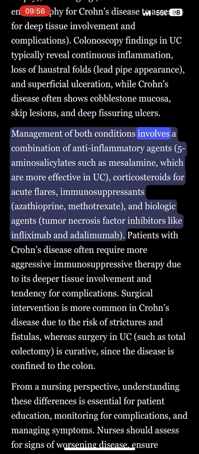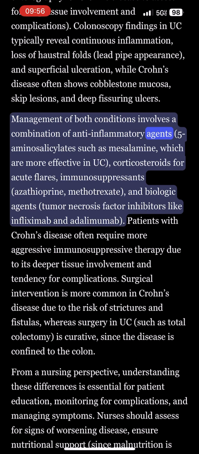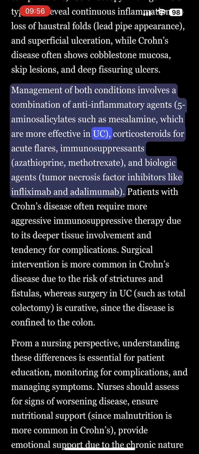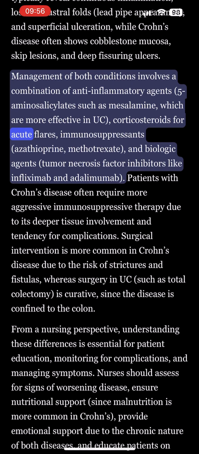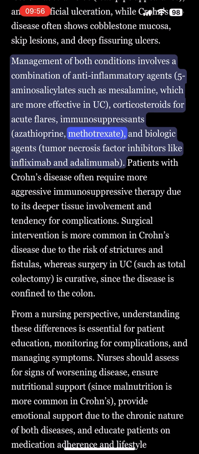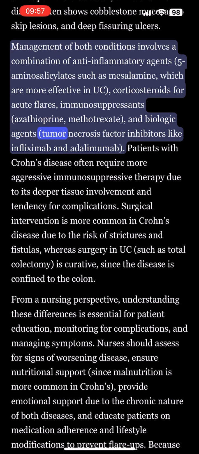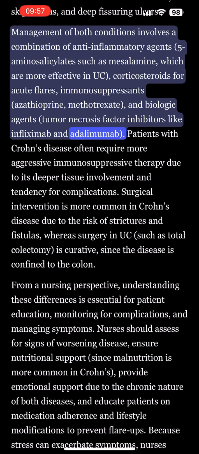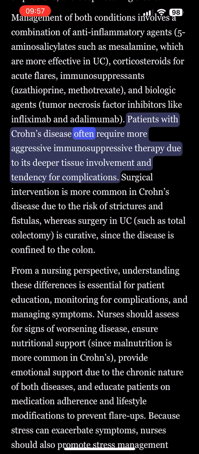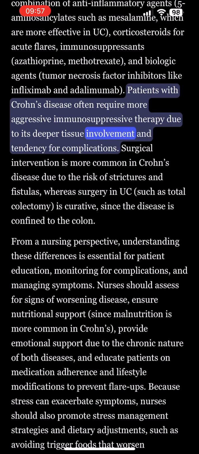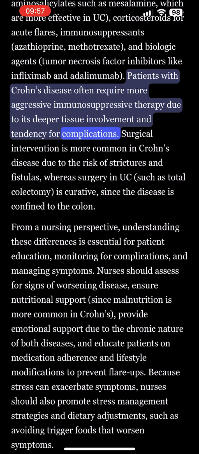Management of both conditions involves a combination of anti-inflammatory agents, 5-aminosalicylates such as mesalamine, which are more effective in UC, corticosteroids for acute flares, immunosuppressants (azathioprine, methotrexate), and biologic agents, tumor necrosis factor inhibitors like infliximab and adalimumab. Patients with Crohn's disease often require more aggressive immunosuppressive therapy due to its deeper tissue involvement and tendency for complications.